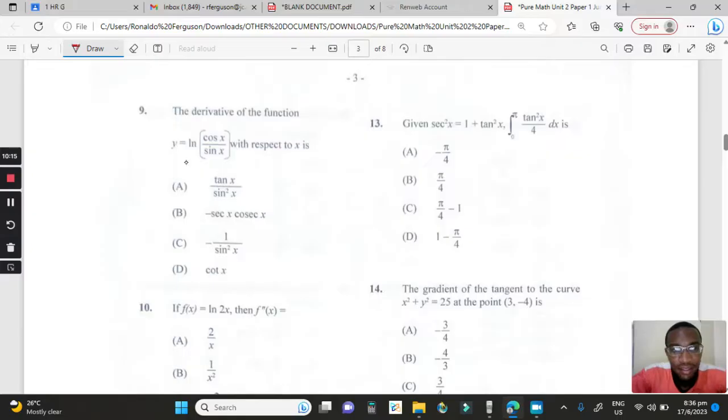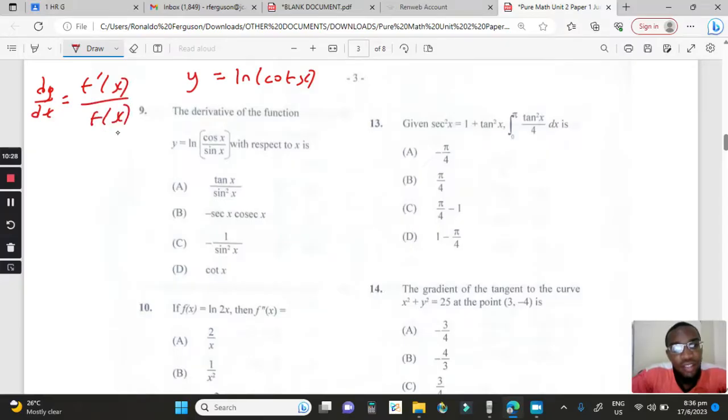Question 9. First thing, cos over sine is cot. So y is equal to ln cot x. So remember, dy by dx is equal to f prime of x over f of x. So in this case now, when you differentiate cot, remember when you differentiate tan, you get sec squared. When you differentiate cot, you get minus cosec squared x divided by cot.